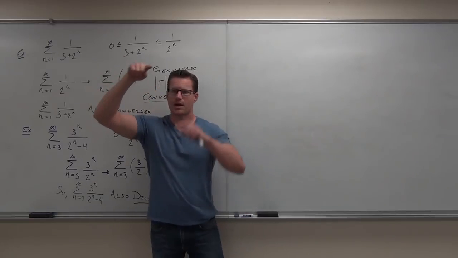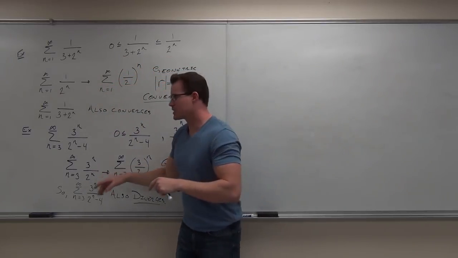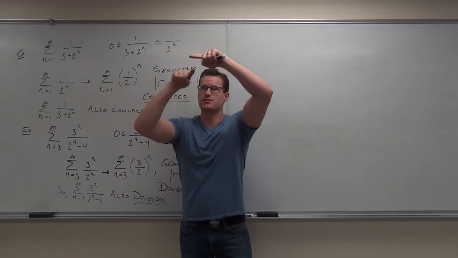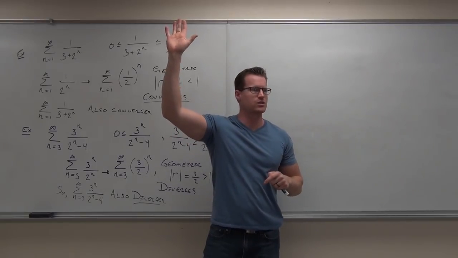This is the case where a sub n is smaller than b sub n. It's forcing it to converge. This is the case where a sub n is bigger than b sub n. It's forcing it to diverge. Show of hands if I explain this well enough for you guys. Questions?